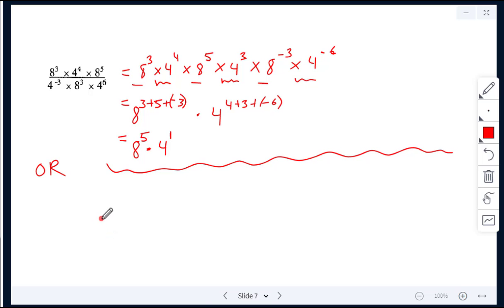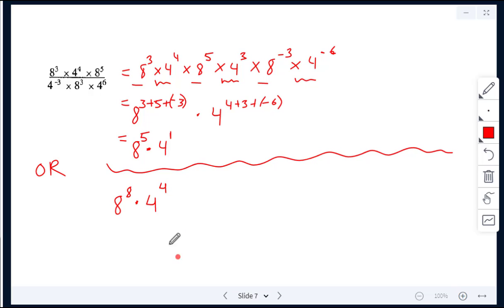We can look at our numerator first, and we have 8 to the power of 3 times 4 to the power of 4 times 8 to the power of 5. So we can work with our numerator first because we can collect 8 to the power of 3 and 8 to the power of 5 together. So we can add our exponents. So that would give me 8 to the power of 8, right? Because I added 3 plus 5. And then I'm multiplying the 4 to the power of 4.